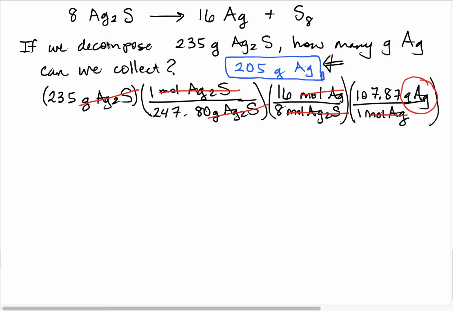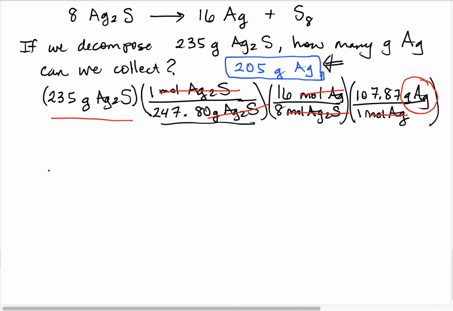In our previous video, we had just been looking at this reaction of the silver sulfide decomposing to make silver metal and S8. And we did a calculation where we calculated how many grams of silver we could collect. So just to review, we started with 235 grams of silver, and we did the calculation here where we figured out what the molecular weight of the silver was. That's this number right here, 247.80 grams per mole.